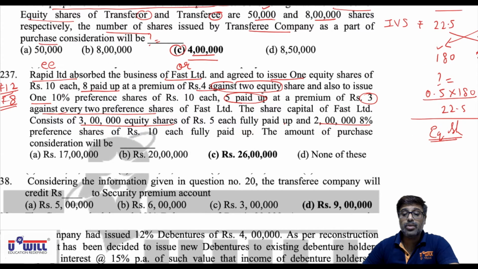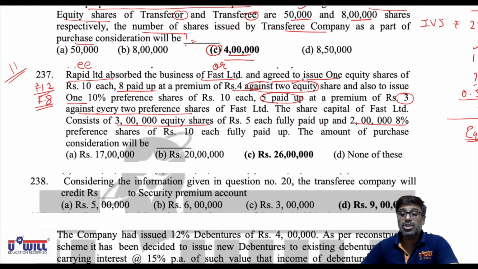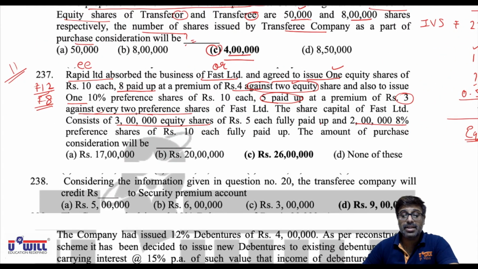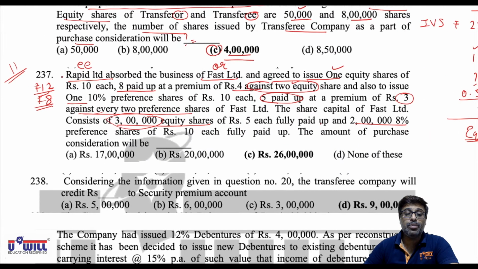Against 2 equity shares of the transferor company, you'll be issuing 1 equity share of the transferee company. So how many equity shares are there? 3 lakhs. Against 3 lakh equity shares, how many equity shares of the transferee company will be issued? 3 lakh into 1 by 2. 1,50,000 equity shares will be issued, and they'll be issued at 12 rupees as we discussed.